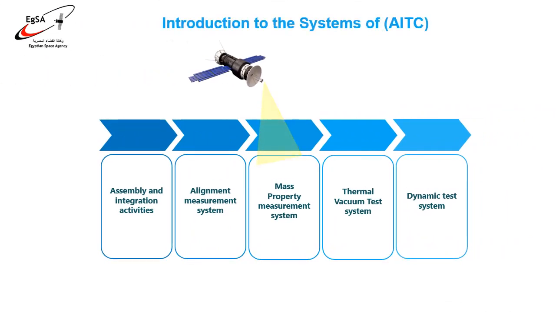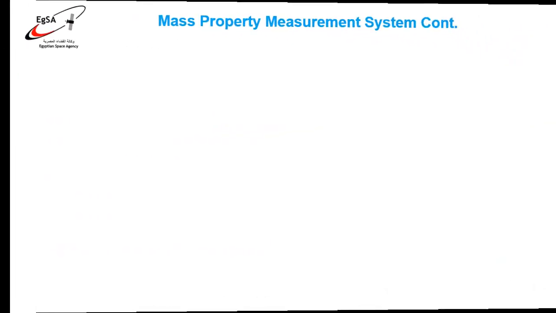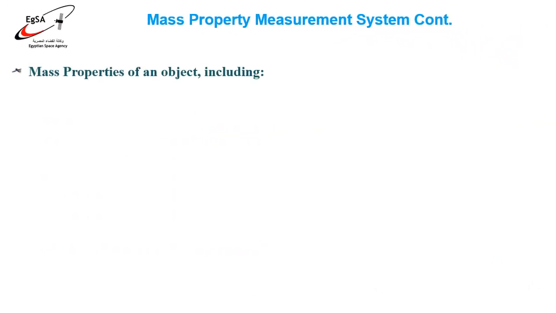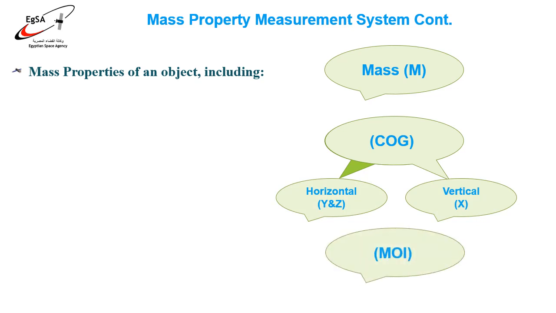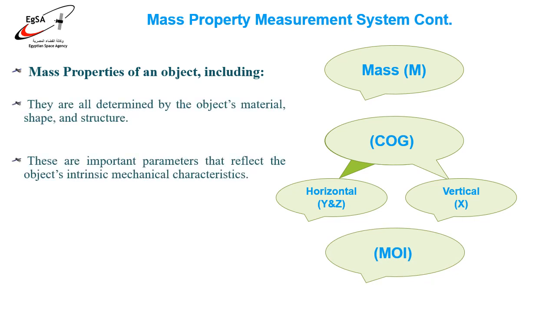Now we move to an introduction to mass property measurement system. Mass properties of an object including mass, m, center of gravity, COG, horizontal COG for y and z direction, vertical COG for x direction, and moment of inertia, MOI, are all determined by the object's material, shape, and structure. These are important parameters that reflect the object's intrinsic mechanical characteristics.